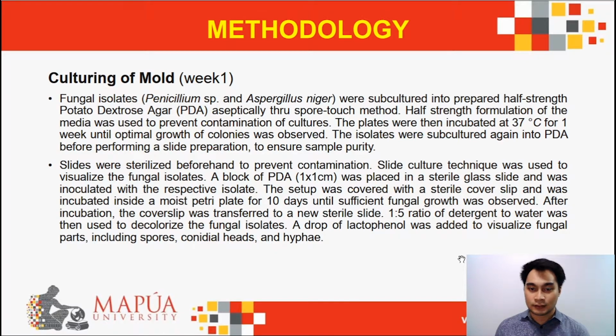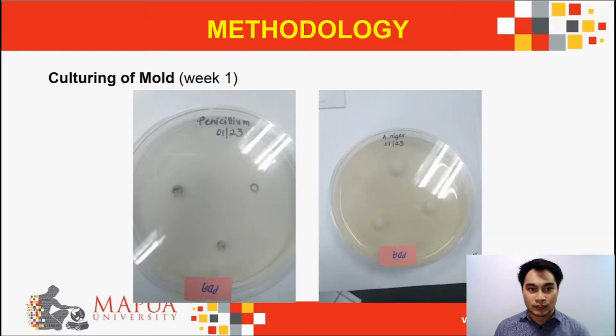She left it for a week in room temperature, waiting it to grow and to be cultured on the petri dish. After a week, the isolates were subcultured again before performing the slide preparation. Here's some images showing a 1 week old of Penicillium mold and Aspergillus niger mold.